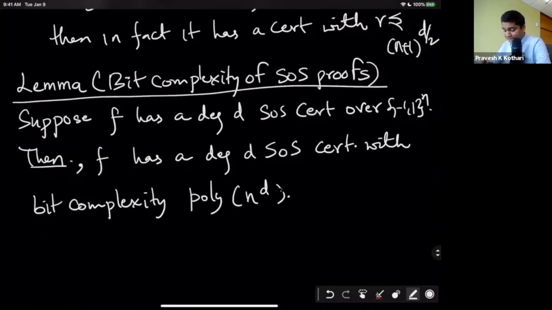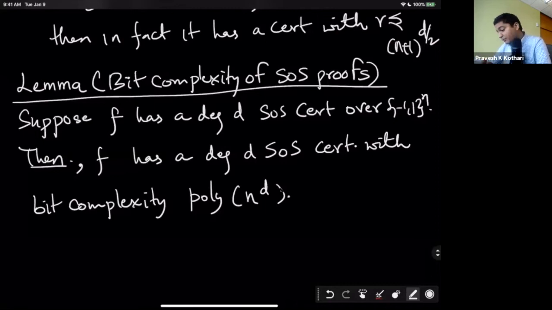This is a lemma that I am only stating for the hypercube right now. We will go to more general SOS proofs very soon and discuss the polynomial feasibility problem that we talked about earlier. Such a lemma in general is not true. For the hypercube, in some sense, we are in a somewhat special situation. That's why it turns out to be true. In general, just the existence of a low degree certificate doesn't imply that there is one where you can bound the bit complexity by some natural function of n to the D.